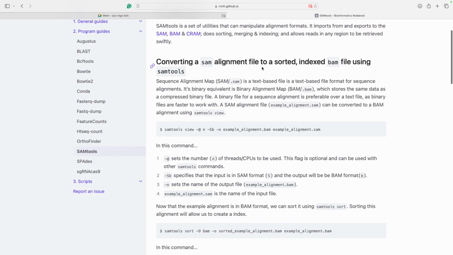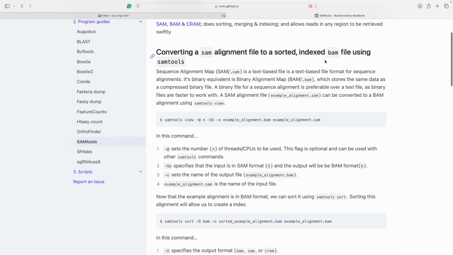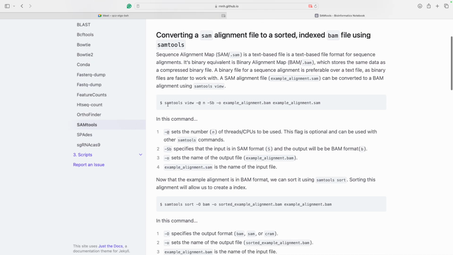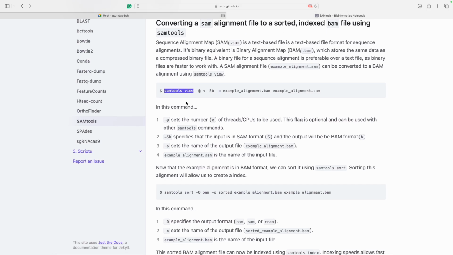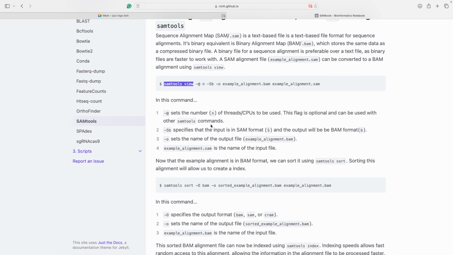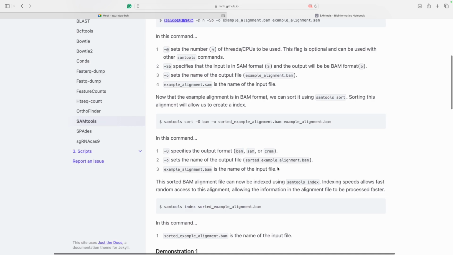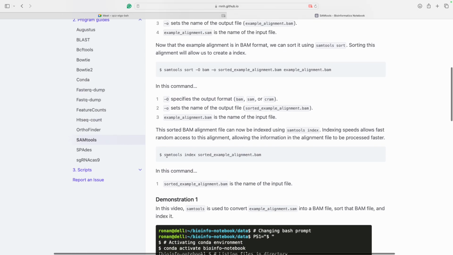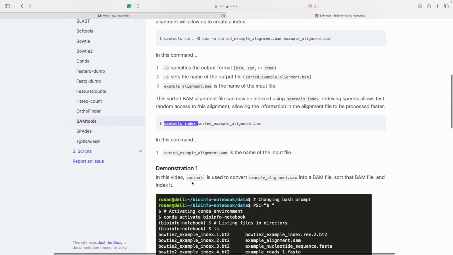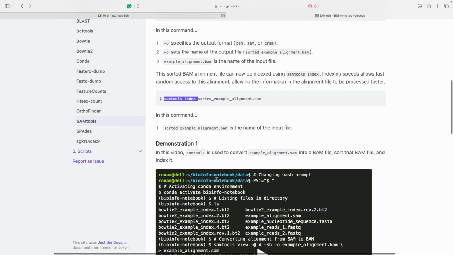Converting a SAM alignment file to a sorted, indexed BAM file using SAMtools. This command is used, which is samtools view. For converting a SAM text file to a binary BAM file, we use samtools view. I've shared the link for this manual. You can go through it and look at all the commands, how they are used and when they are used.